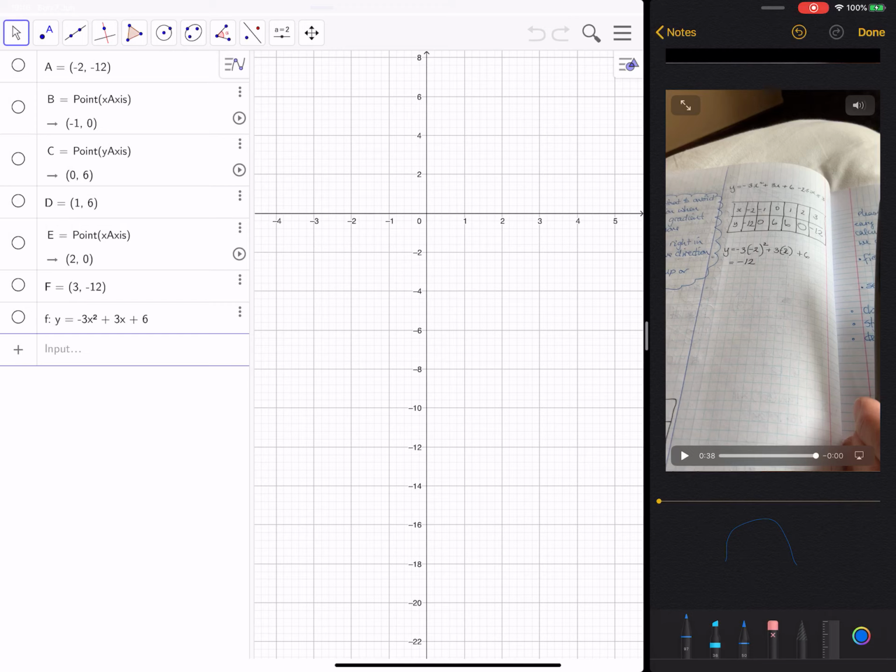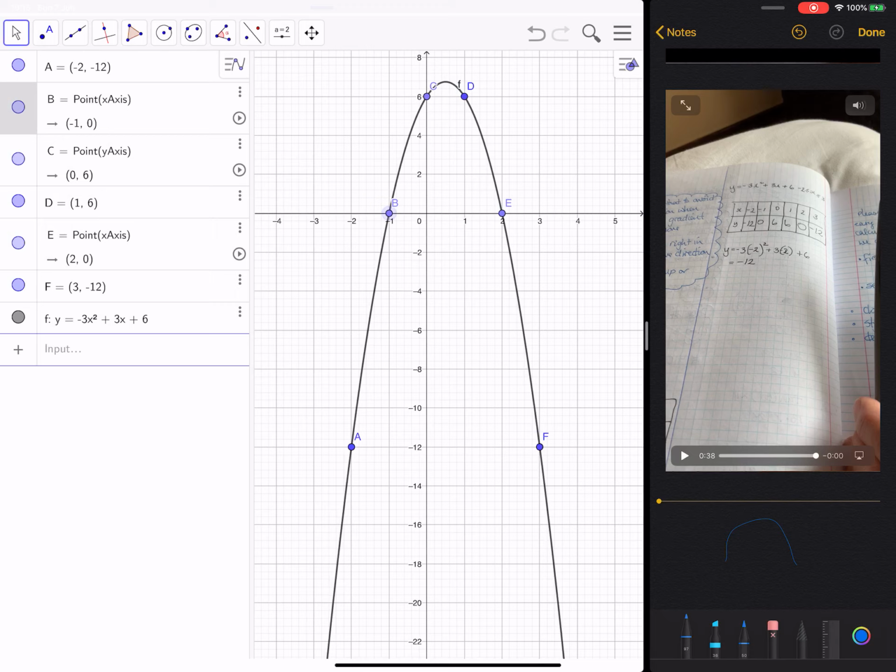So we plot our points, minus 2, minus 12. I know I said 12 in the video, but it's minus 12. There we go. And then minus 1, 0. Then 0, 6. Then 1, 6. Then 2, 0, and then 3, minus 12. And again, you will want to draw a smooth curve passing through all of your points. And there it is there. And this is the graph of y is equal to minus 3x squared plus 3x plus 6.